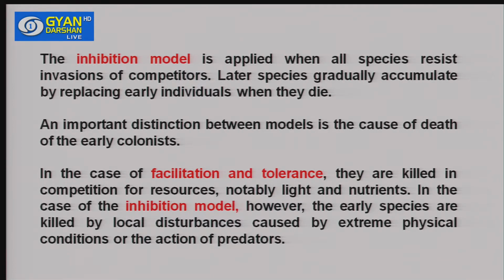But in the case of inhibition model, early species are killed by local disturbances caused by extreme physical conditions or the action of the predators. So the facilitation model and the tolerance model are quite similar in nature, whereas the inhibition model has a slight difference, because in inhibition model, the emphasis is also on the physical conditions or the predator action. It not only describes the competition among the different species of the community, but it also takes into consideration other factors like physical factors or the predator action.